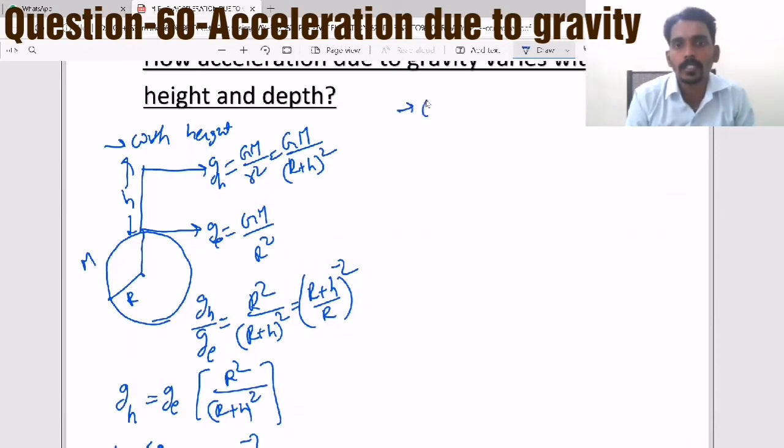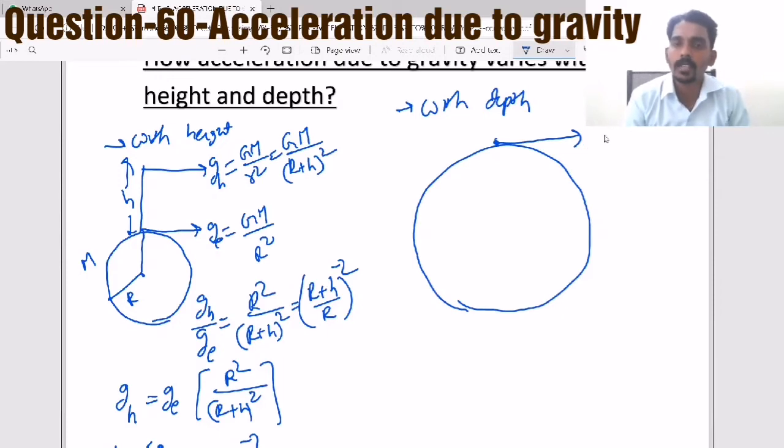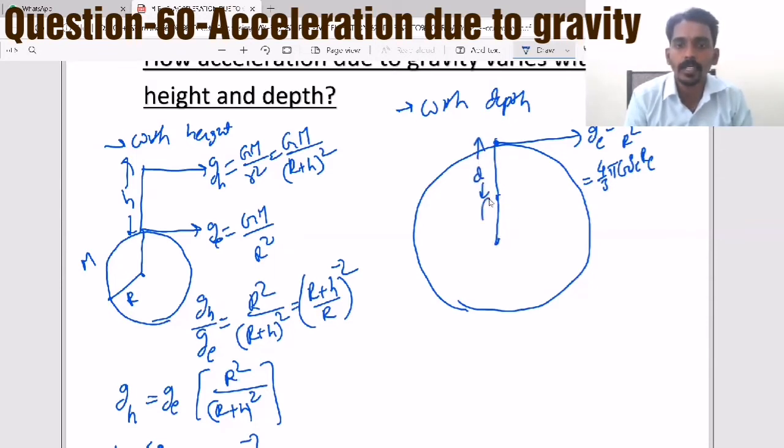Similarly, consider variation with depth. Consider this is the planet, maybe Earth or any other, but usually they will ask questions based on Earth. So this is on the surface, that is GM by R square. But I will take the formula in terms of average density, 4 by 3 pi G rho into Re, where r is the distance of the point from the center. Now consider any depth d. Now the distance is r, where r equals Re minus d.